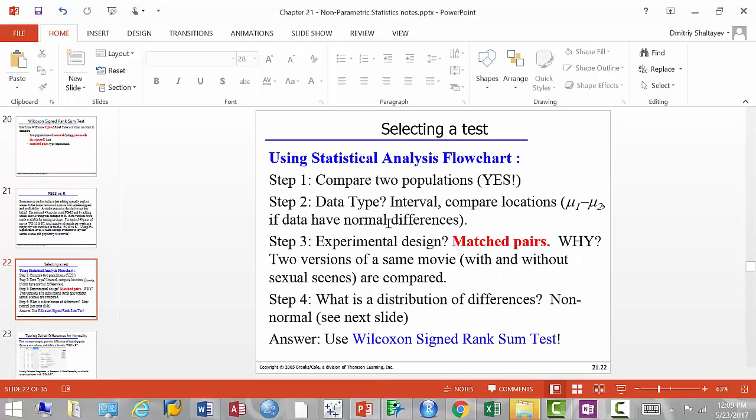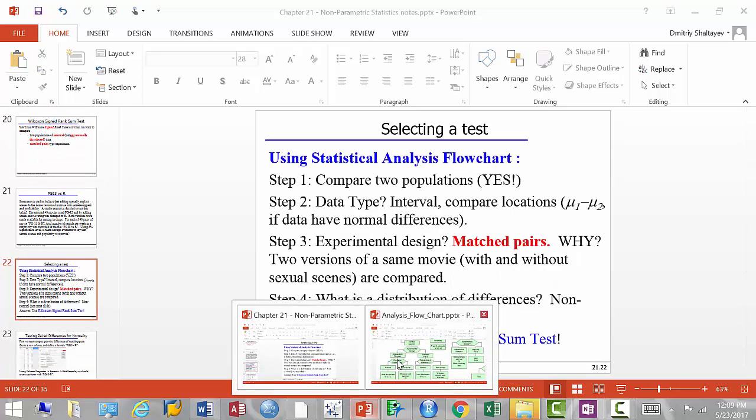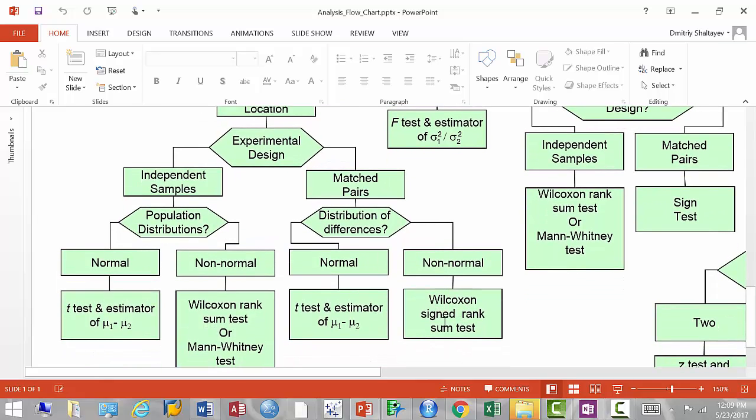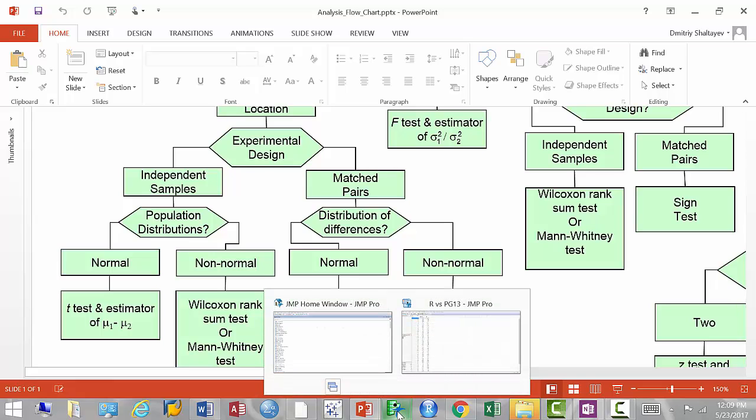All right. I have to go back to my flowchart, right? So experimental design is matched pairs. And the next question is how the differences are being distributed. If they're normal, then we're back to our good old friend t-test, right? But if they're non-normal, then I have to deal with the Wilcoxon signed rank sum test. So therefore here is the point where I have to test differences for normality, right?